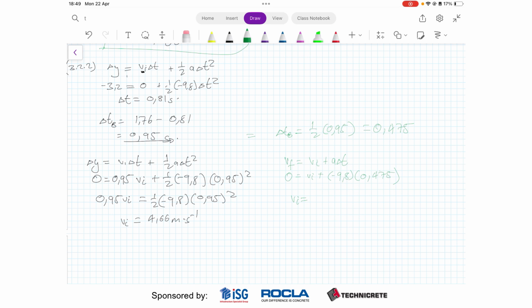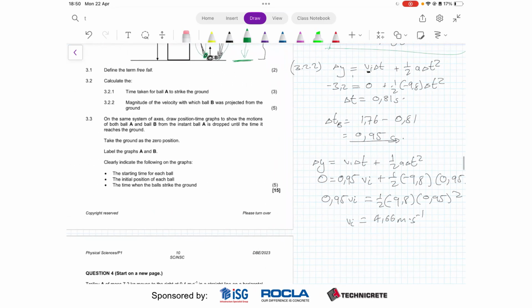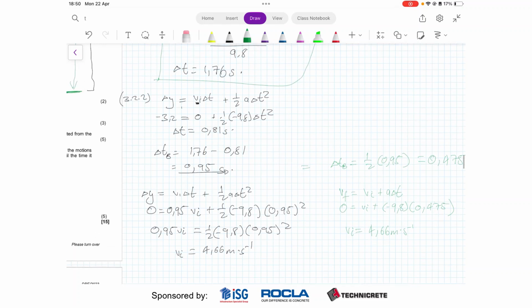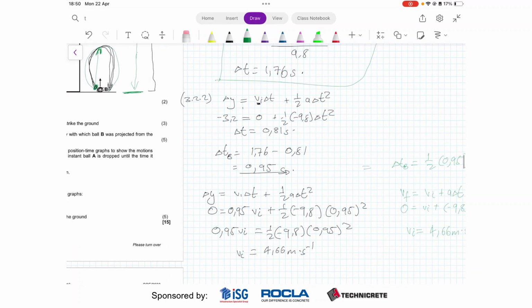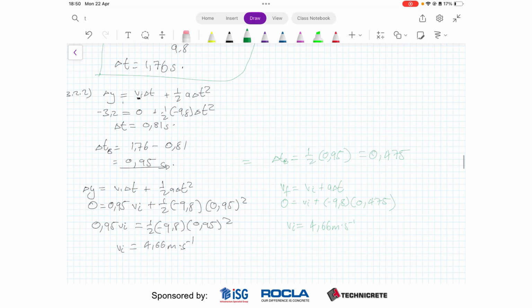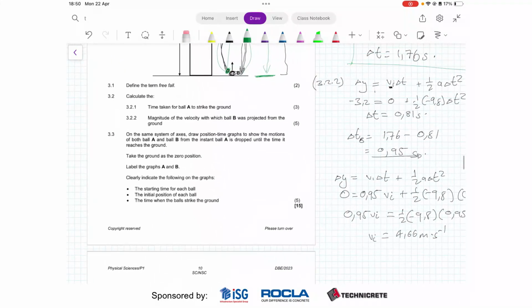Hey, look at that, the same answer, 4.66 meters per second. And that is it for question 3.2.2. Dealer's choice, you decide which method you prefer. Would you rather consider the entirety of the motion for ball B, or would you consider the half motion and make life a little bit easier? Okay. Moving on to question 3.3.